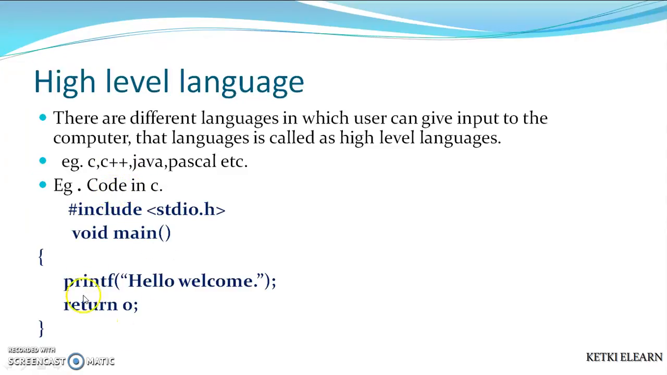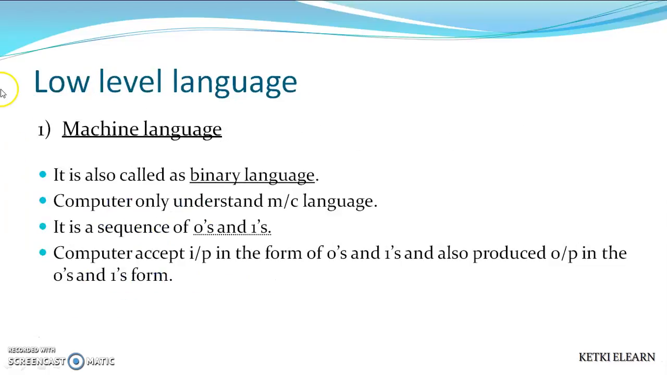This is a code in C language. Okay, hash include stdio.h. Actually, this is a header file. Then next one is void main, which is the starting of a program. Then next one is printf hello welcome. It will print a string on the screen, return 0. This is a code which will print hello welcome on the screen. Okay, this is a code in C language. Just see the difference between high level language and the assembly language or low level language. Okay, fine.